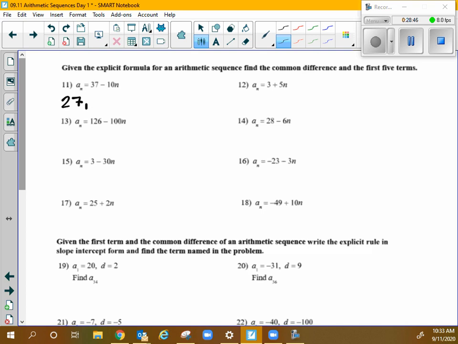What would the next term be? 17. How did we figure out that that's the route we're going? Because what's the common difference? Minus 10. So your common difference is here.